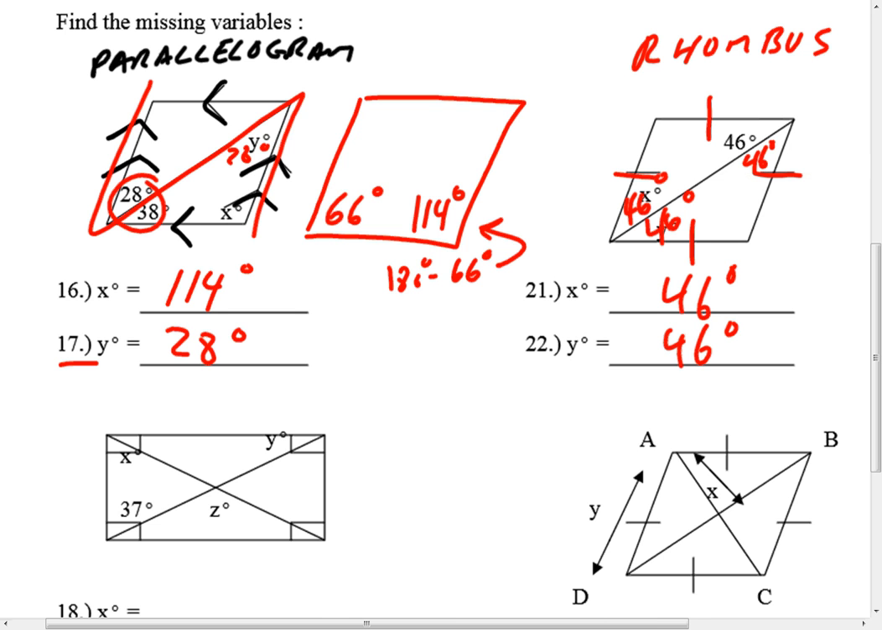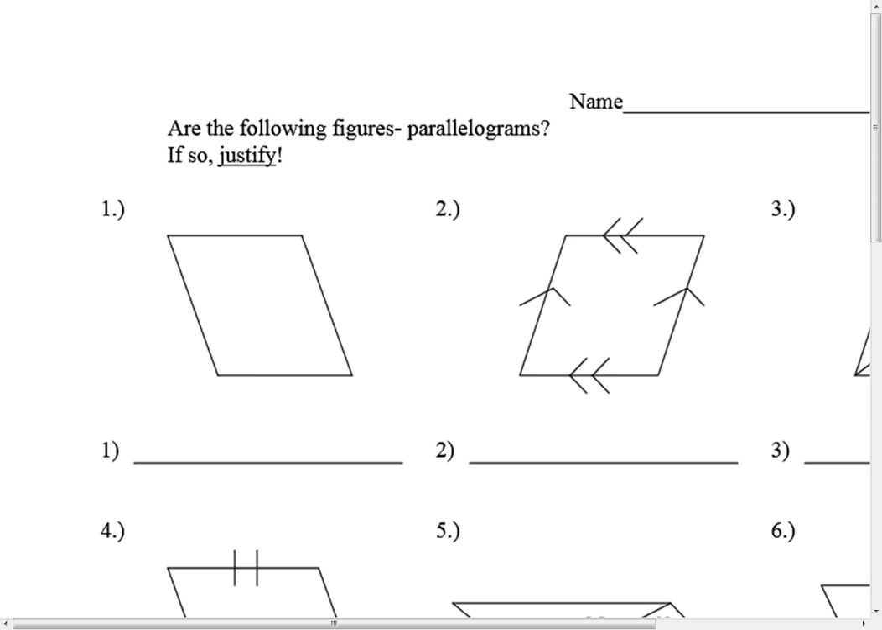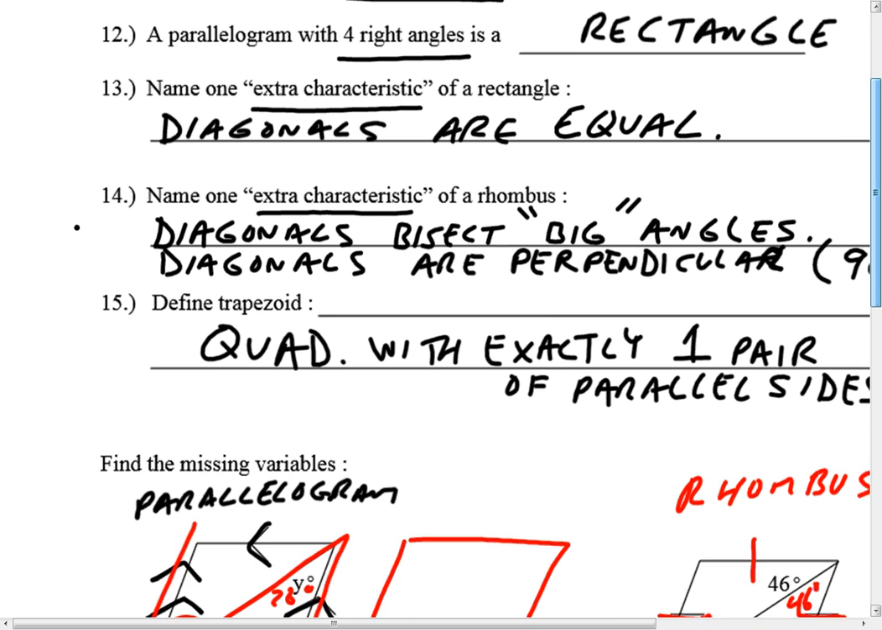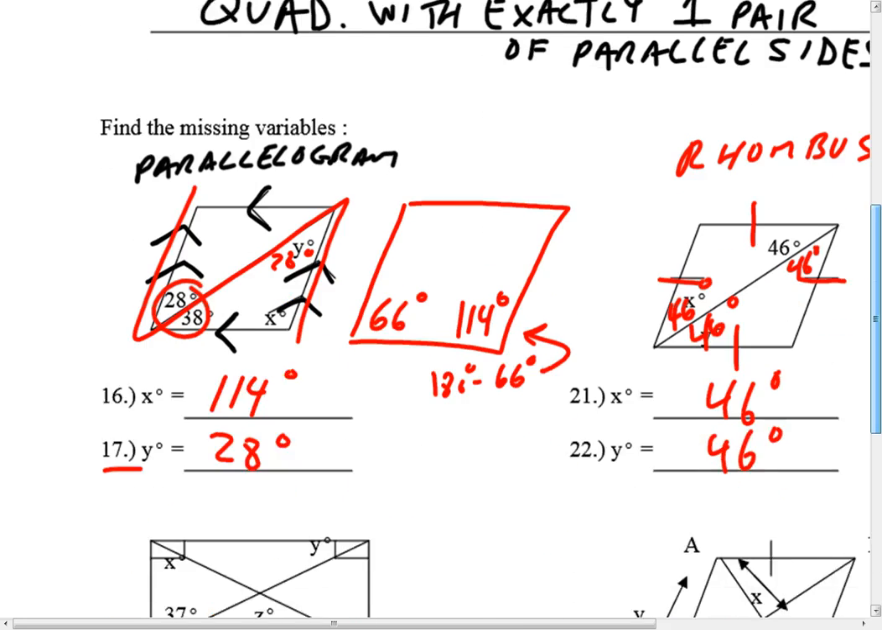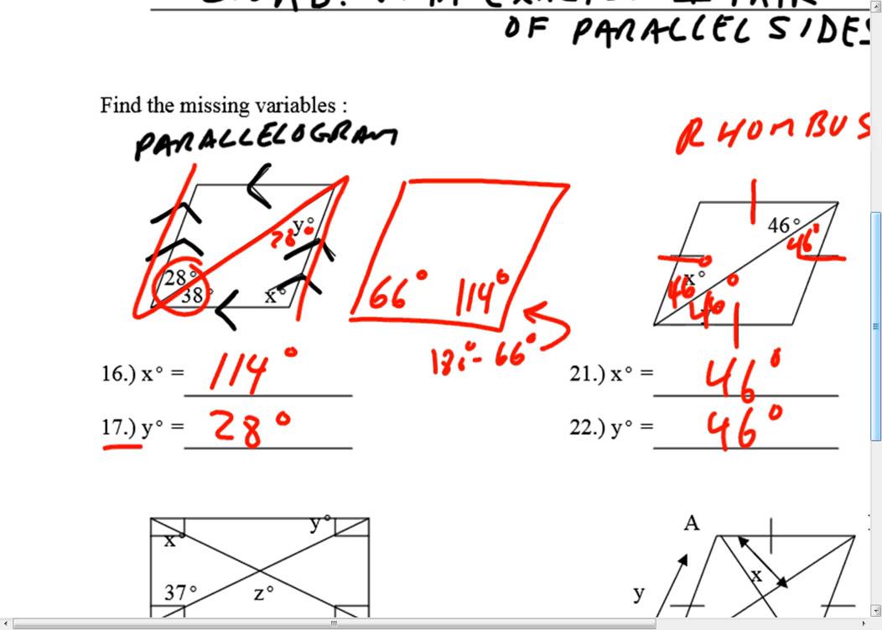Didn't we just say up top that the diagonals bisect the big angles within a rhombus? Well, that's exactly what's happening here. The big angles are getting cut perfectly in half.